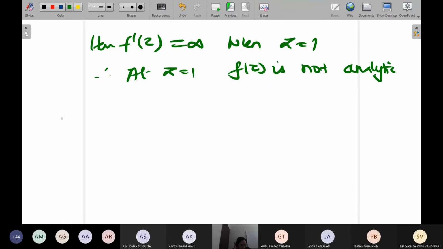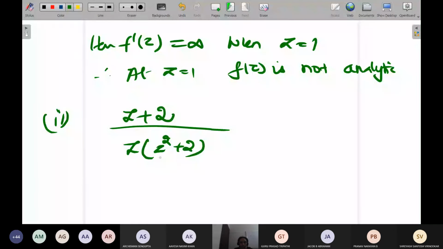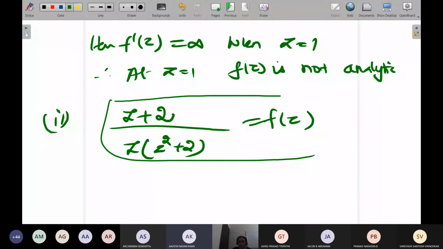Can anyone tell me where this function is not analytic? I'll just call the names, only he has to reply. z plus 2 divided by z into z square plus 2. Ma'am, this is the main function, right? Yes, this is f of z. Take this as f of z, and in the same manner you do it, however I did the last problem.